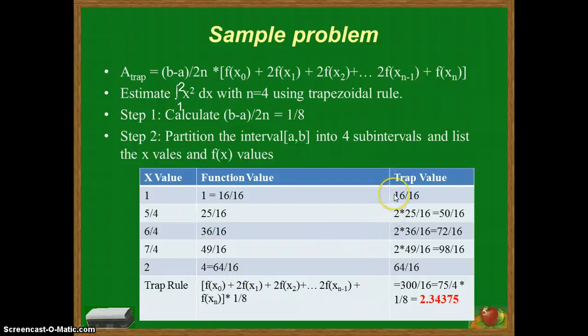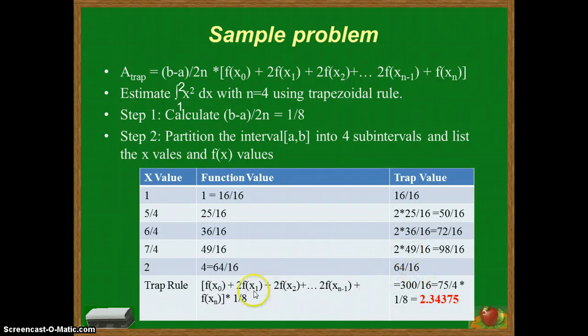Over here, what I've done is I said, this is my f of x0. It's just going to be 16 over 16. But this is going to be 2 times 25/16, or 50/16. 2 times 36/16, 72/16. 2 times 49/16, 98/16. The last value doesn't have a coefficient, so it's just 64/16.